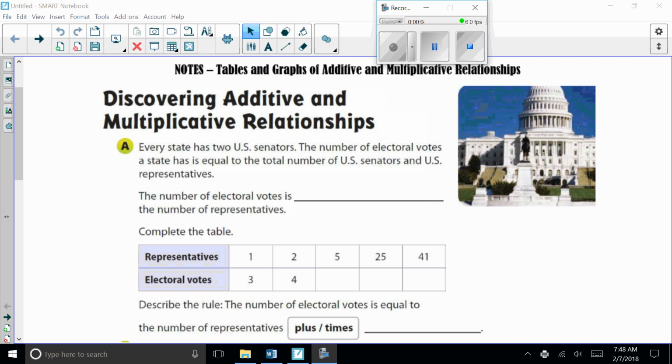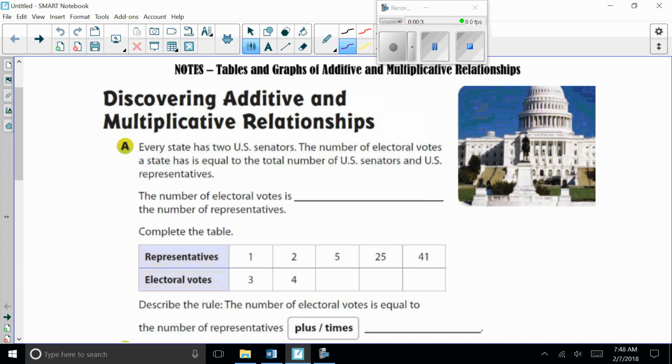Today you're going to be doing notes over identifying additive and multiplicative relationships, and then being able to go from a table to a graph to show that relationship. So if we look at the top, it says every state has 2 U.S. senators. The number of electoral votes a state has is equal to the number of U.S. senators and U.S. representatives. And it says the number of electoral votes is blank to the number of representatives.